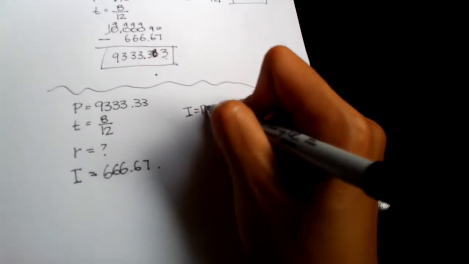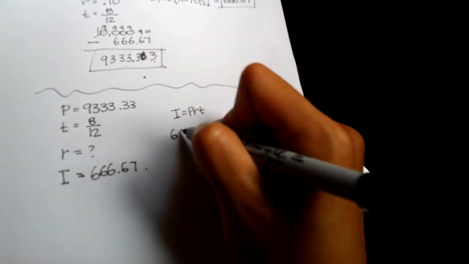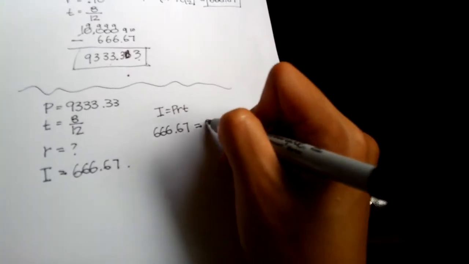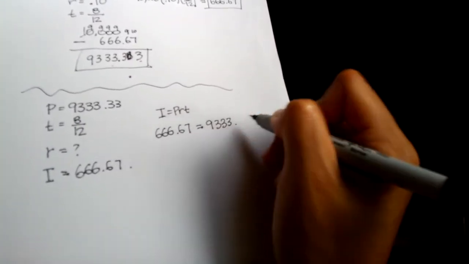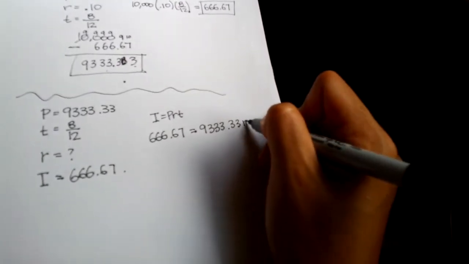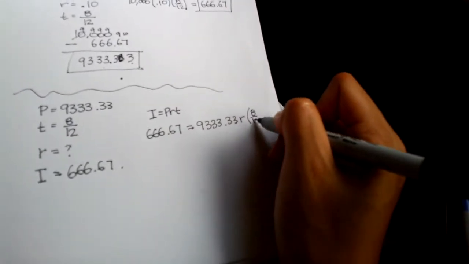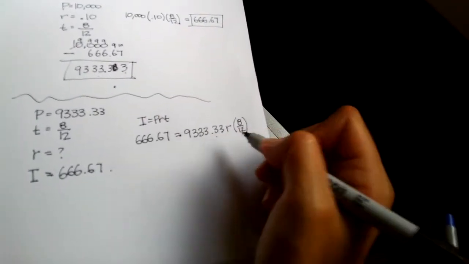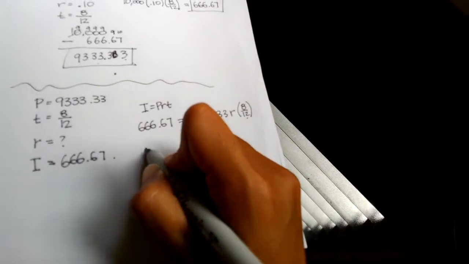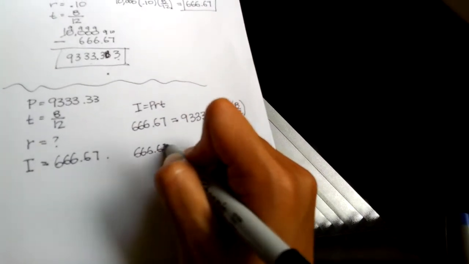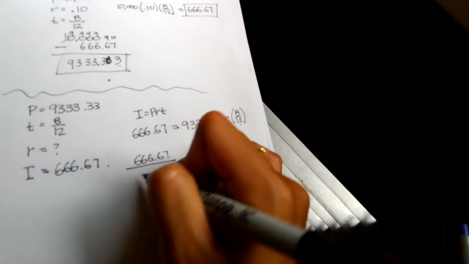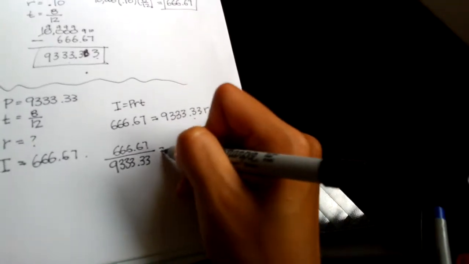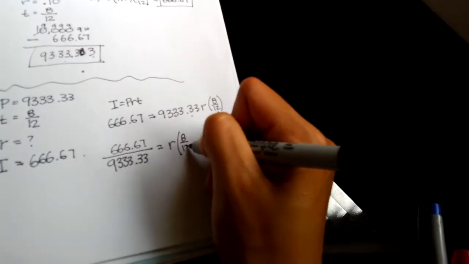So now we're back to doing a little bit of algebra. I equals PRT, and we're plugging things in. So 666.67 is equal to P, which is 9333.33, R, which we're trying to find, and T is 8/12. So you could combine these two. I'm just going to write it out generically. I'm going to leave it up to you guys to actually carry out the calculation with your calculators. So 666.67 equals 9333.33 times R times 8/12.